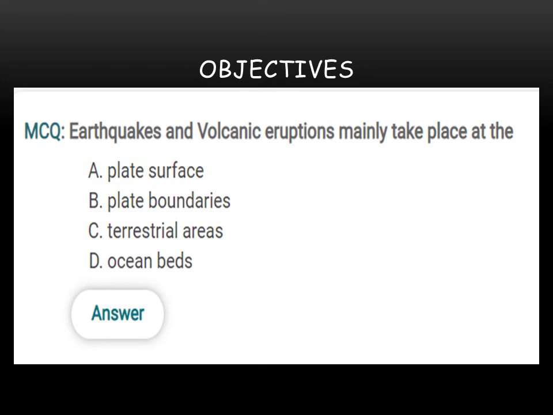Earthquakes and volcanic eruptions mainly take place at the plate surface, at the plate boundaries, at the terrestrial areas, or at the ocean beds. Earthquakes and volcanic eruptions mainly take place at option B, plate boundaries. So the answer is plate boundaries.